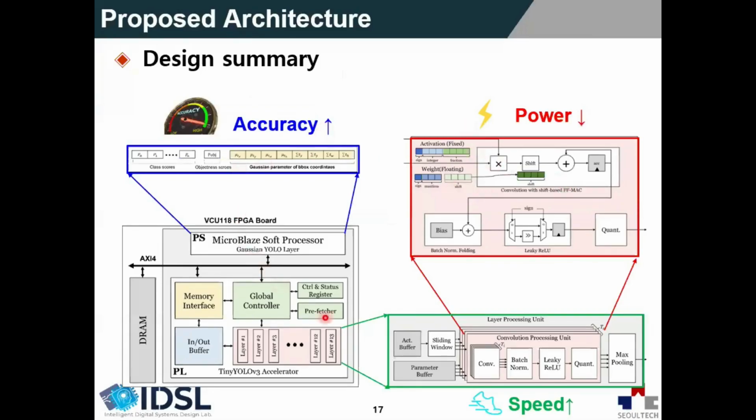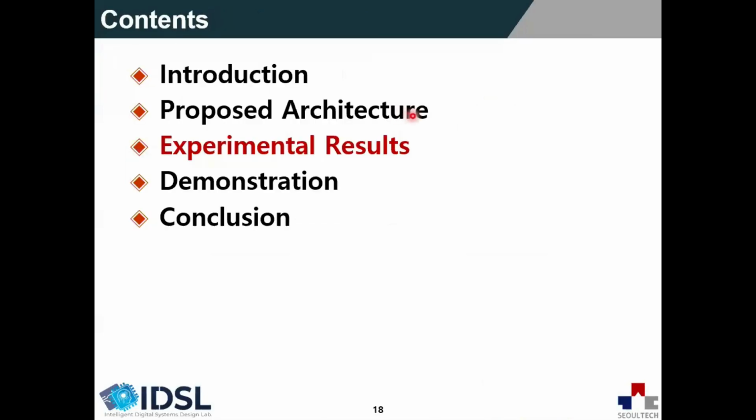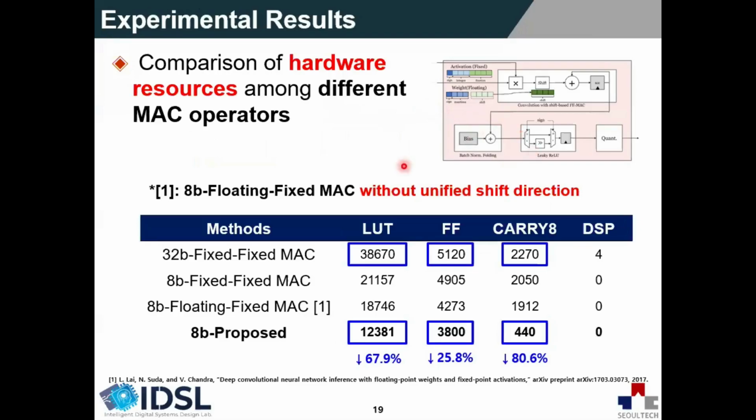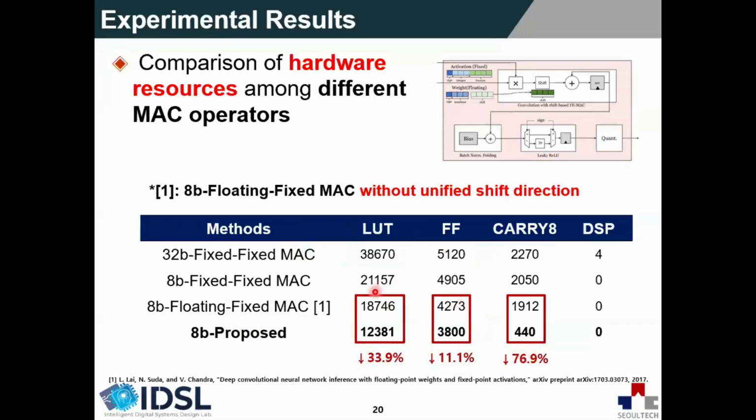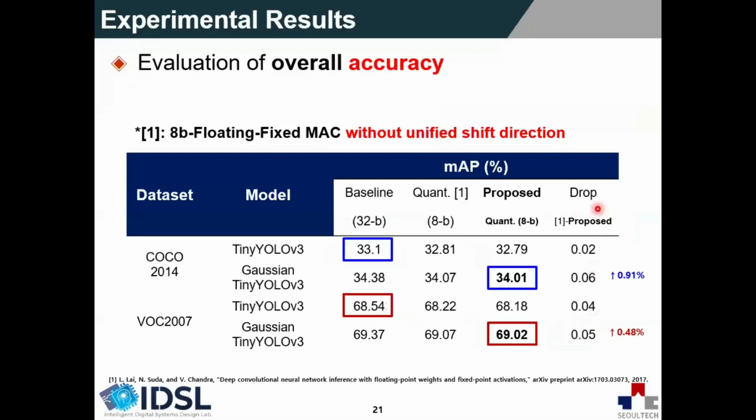Finally, here is a design summary. This part is for the speed, this part for the power efficiency, and this part for the accuracy. And now let's take a look at the experimental results. Here are our experimental results in terms of hardware resources. The first one is the where-to-be fixed MAC, and the last one is our proposed MAC. As you can see, in terms of LUT, flip-flop, and CARRY8, we achieved high efficiency, and in contrast with the previous study, we also improved the efficiency. In terms of accuracy, we experimented on both the COCO and Pascal VOC datasets, and we achieved 0.91% and 0.48% respectively. So it is quite a well-made model.